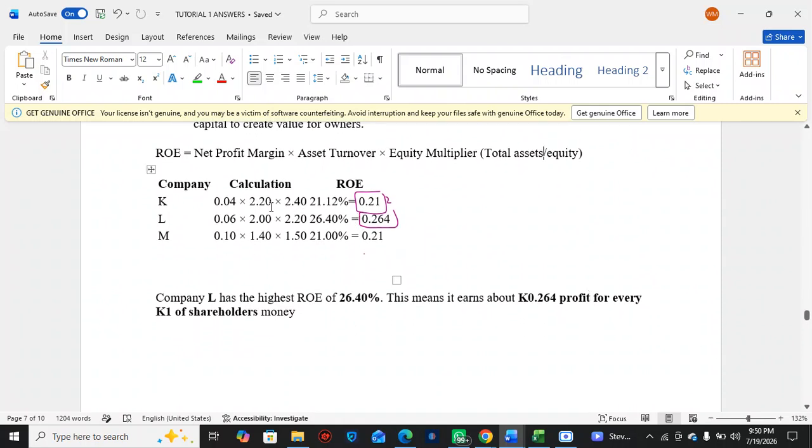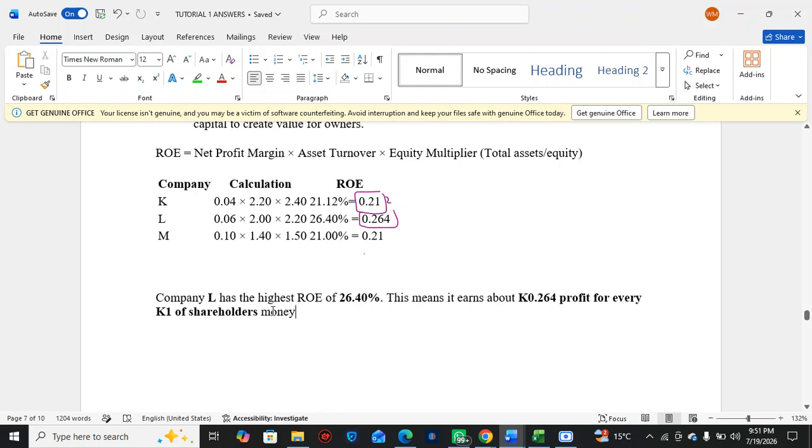So company K, its return on equity is 21 and well. Okay. So for every 1 quarter of the shareholders' money, they're earning 26 ngwe profit. I mean 21 ngwe profit. Company L, return on equity is 0.264. So it means it earns 26 ngwe in profit for every 1 quarter of the shareholders' money.